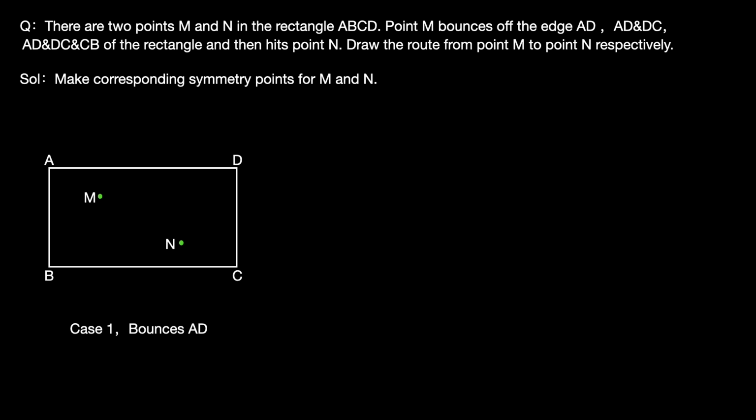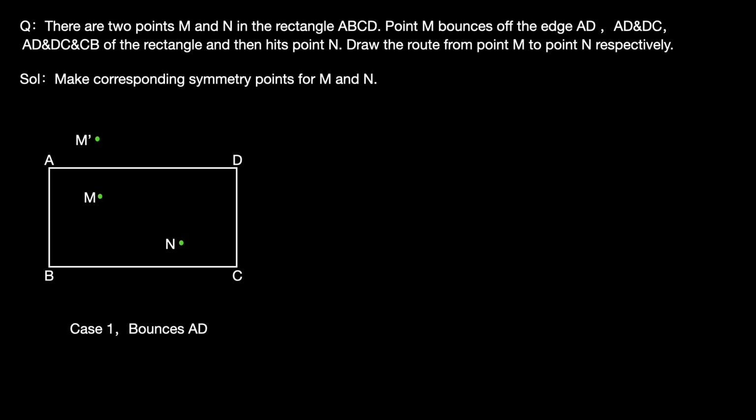First, we must make the symmetry point M prime of point M with respect to AD, because theoretically, point M and point M prime are completely equivalent for light. Just like if we don't know that AD is a mirror, we won't be able to distinguish whether the source of the light is on point M or point M prime.